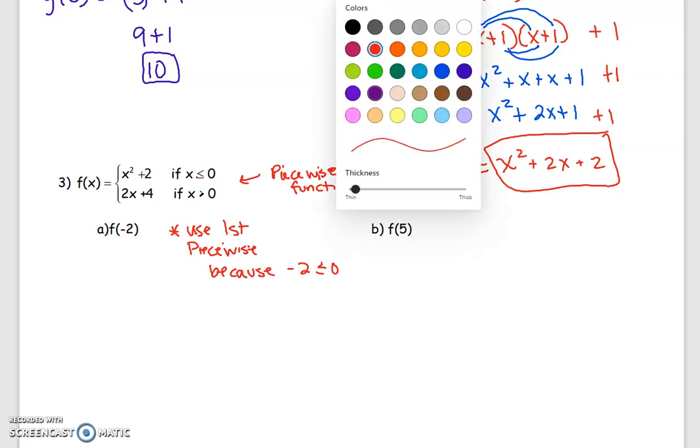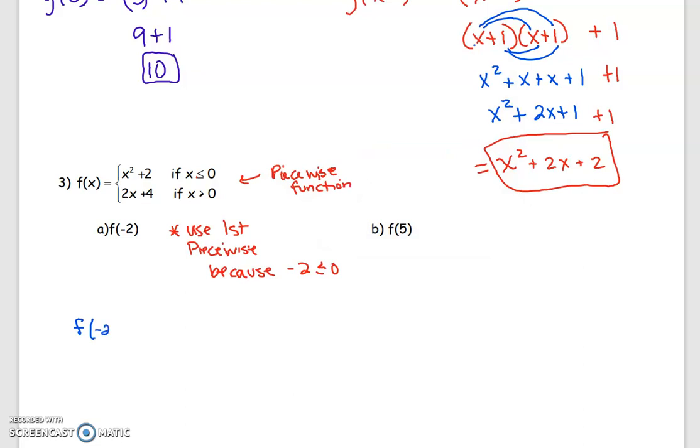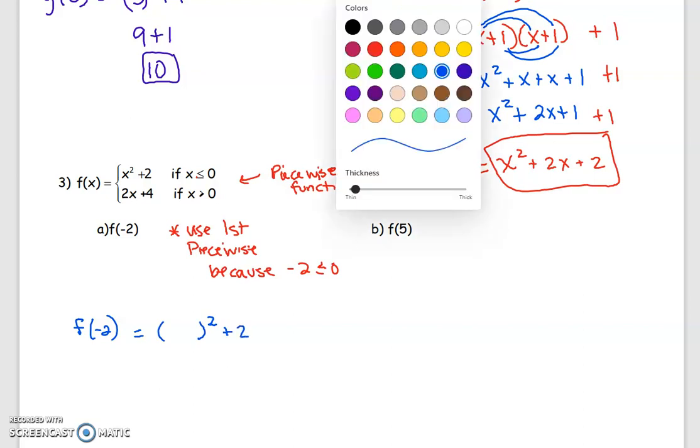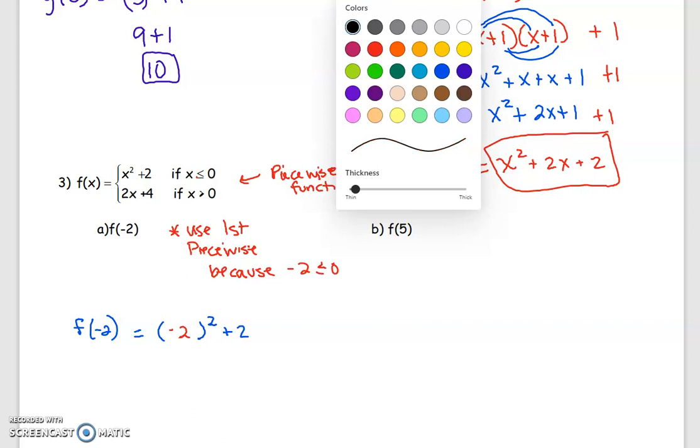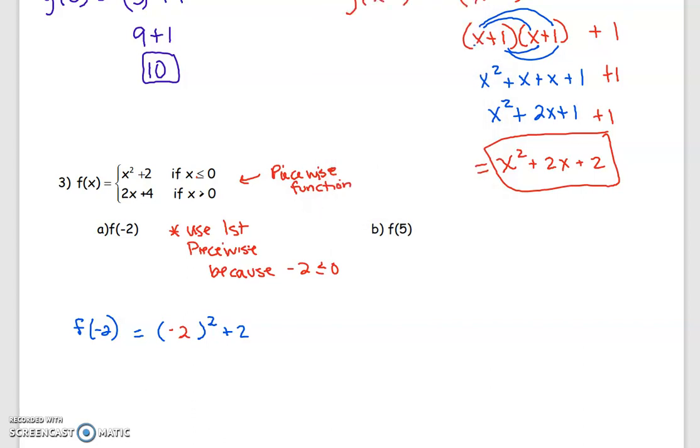So let's go ahead and plug that in. So we're going to take f of negative 2, and we're going to use the negative 2, and we're going to square it. So negative 2 times negative 2 is positive 4, plus 2 is 6.